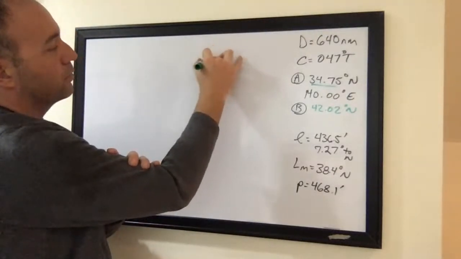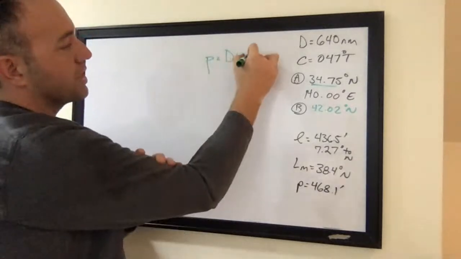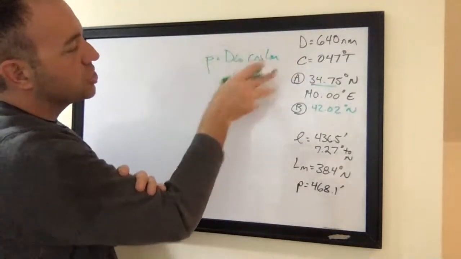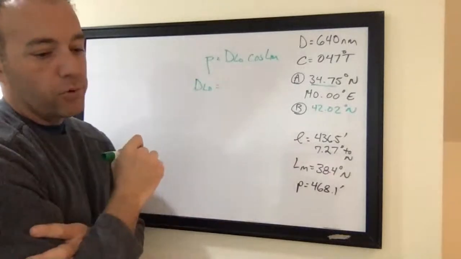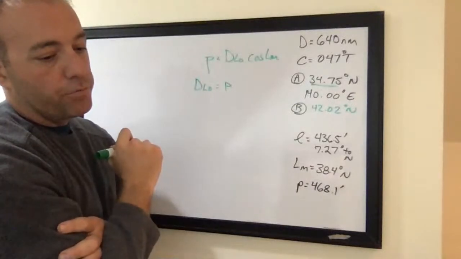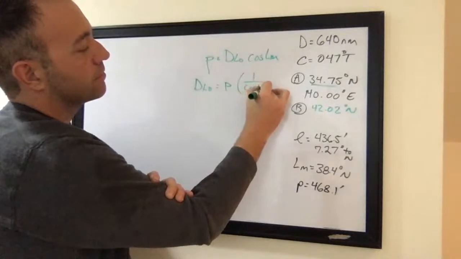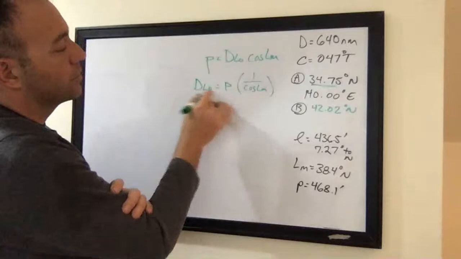P was equal to D low, right? Difference in longitude times the cosine of the mid latitude, right? And so we know P. So if we were to shuffle some of these things around, the difference in longitude, which is what we're looking for, is equal to P over the cosine, or I guess one over the cosine of LM, right? So we just shuffled some terms around so we can solve for D low.